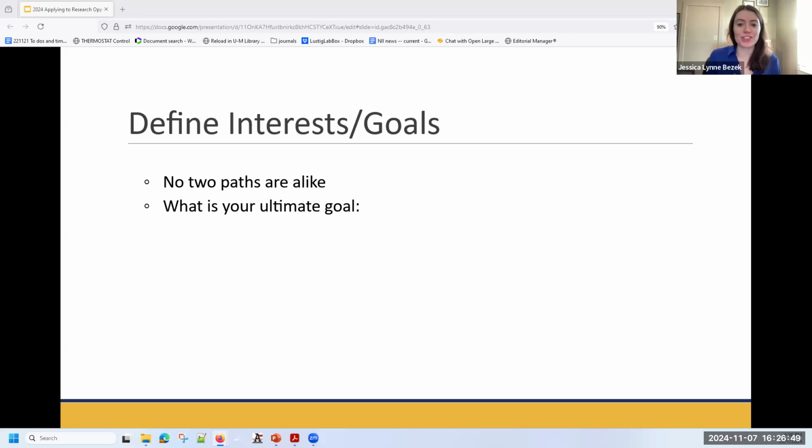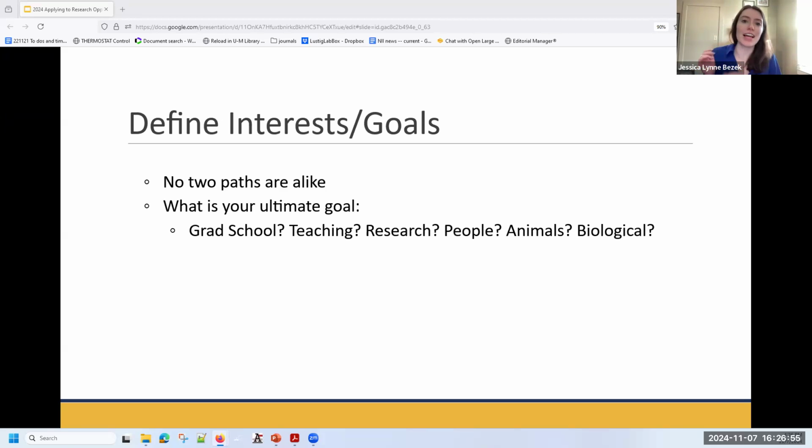Obviously, this can change. There's no right answer, but a couple of things you might be considering as you're defining those interests are things like, do you want to go to graduate school? Do you think you might be interested in teaching or doing research full time? And what kind of things do you want to work with and work on?